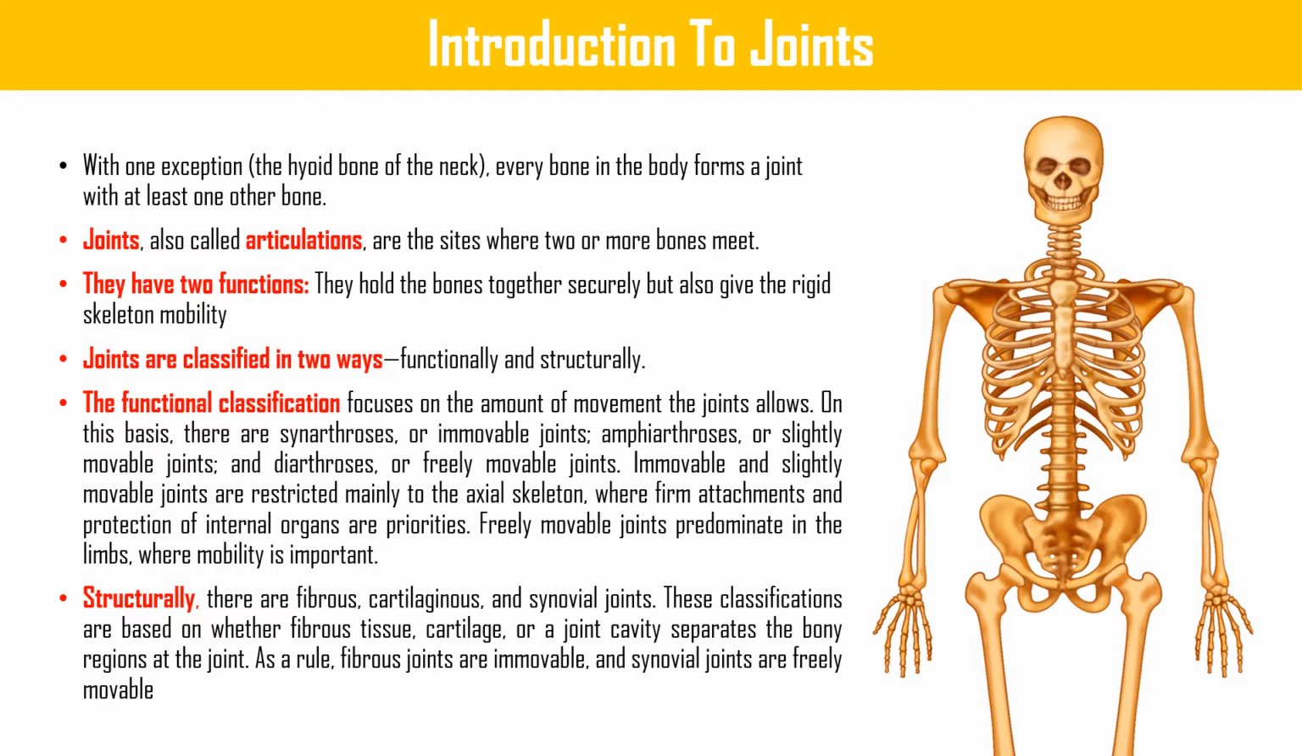Classified structurally, there are fibrous, cartilaginous, and synovial joints. These classifications are based on whether fibrous tissue, cartilage, or a joint cavity separates the bony regions at the joint. As a rule, fibrous joints are immovable and synovial joints are freely movable.